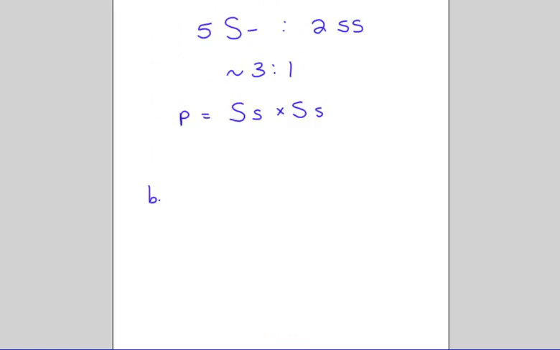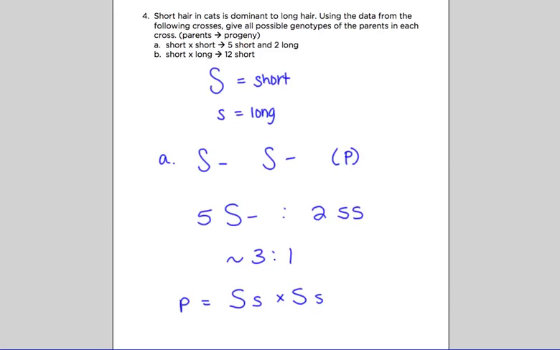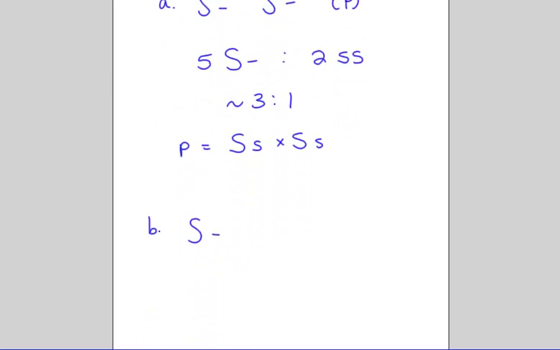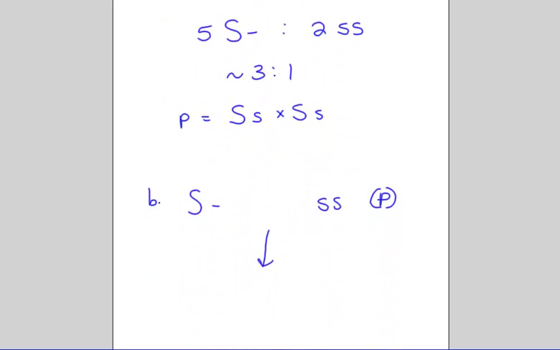So for B, it says a short-haired parent times a long-haired parent, and all the offspring are short-haired, which is the dominant phenotype. So we know that the short-haired parent has to have at least one big S, and the long-haired parent has to have little s genotype, and that's going to yield, this is the parents, and that's going to yield all short hair, which is at least, again, one big S. And this is the F1 generation.